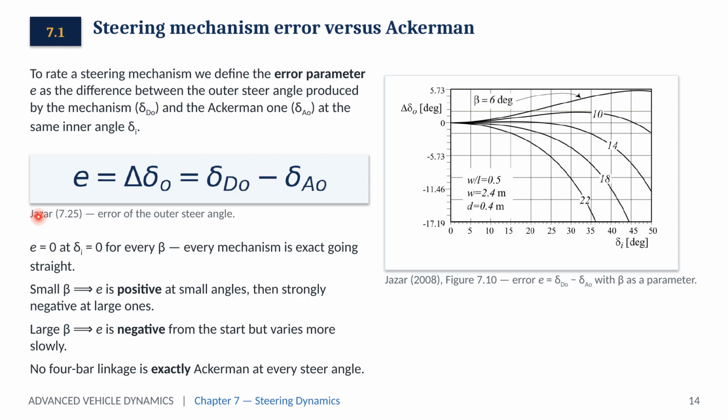First, E is 0 at delta I equal to 0 for every beta, so every mechanism is exact going straight. Second, a small beta gives a positive error at small angles and a strongly negative one at large angles. Third, a large beta is negative from the start but changes more slowly. So no 4-bar linkage is exactly Ackerman everywhere.